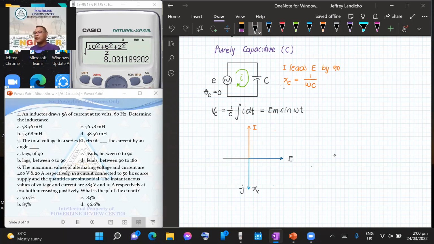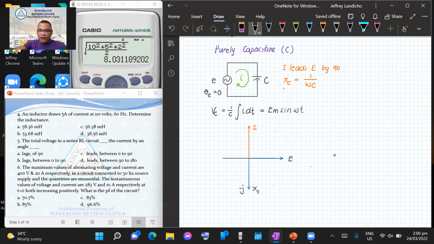Okay? So those are what we call frequency responses. That is the behavior of our resistor, inductor, and capacitor when they are connected across an AC source. So simple, but those frequency responses are very important. When resistive, in phase. When purely inductive, current lags, current is late relative to voltage by 90 degrees. But when purely capacitive, our current leads voltage by 90 degrees.